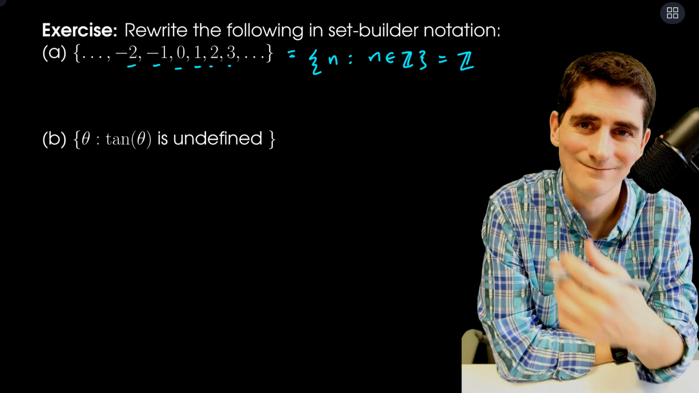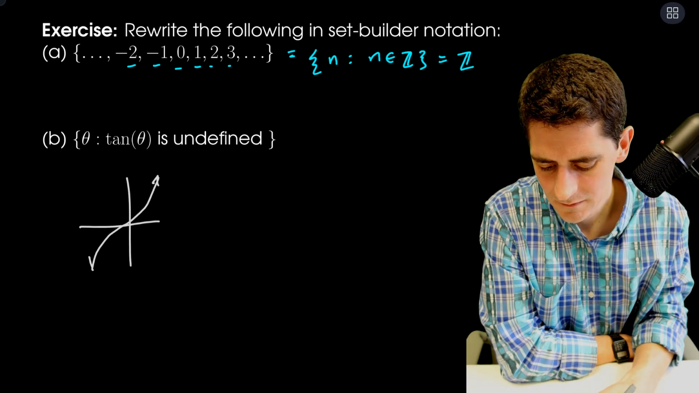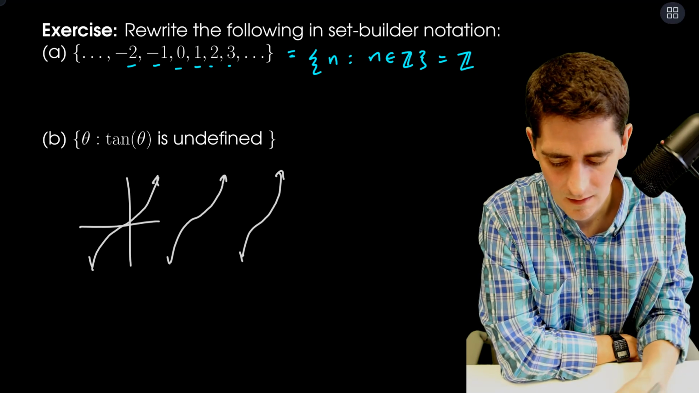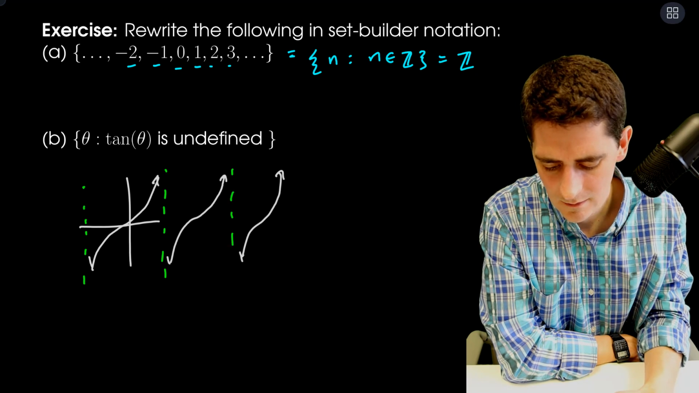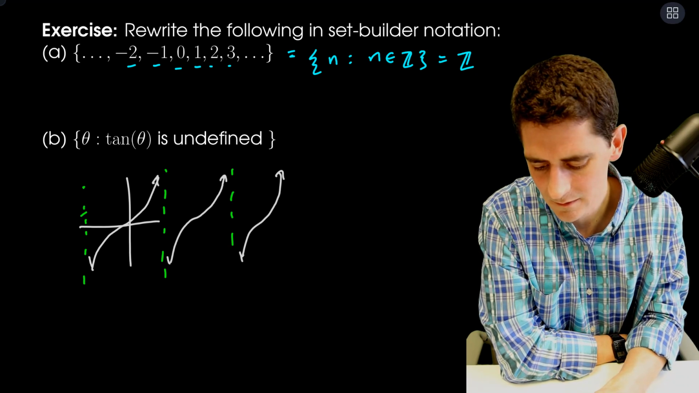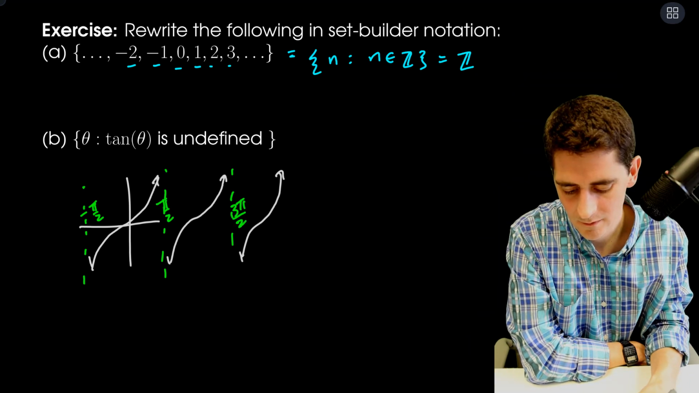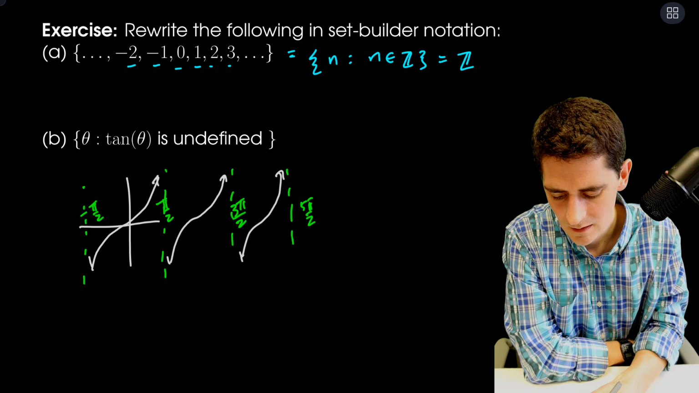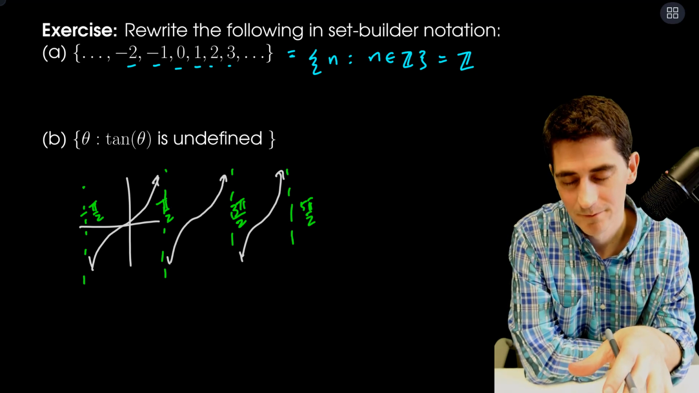Okay, so I'm trying to think. If I graphed tangent, it looks kind of like that, and then it keeps repeating itself with these lightning bolt looking things, and you have asymptotes here. If I remember right, the asymptotes are at -pi/2, pi/2, 3pi/2, and 5pi/2. And what's the pattern here? I have these asymptotes at an odd number times pi/2.